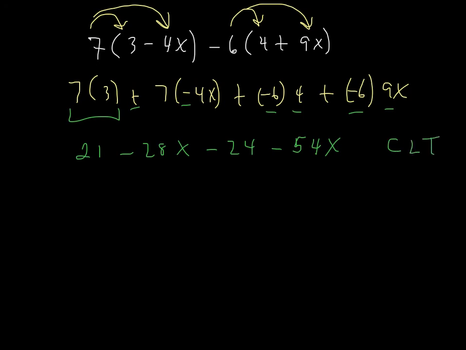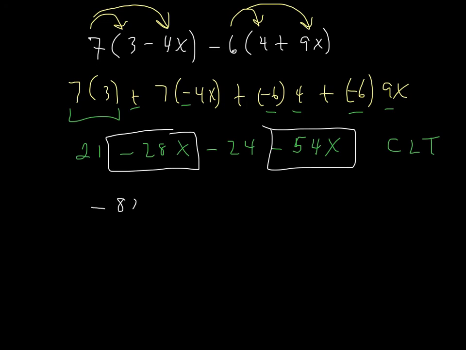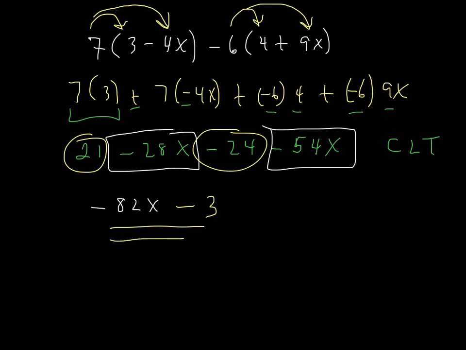Now let's combine like terms. Who are the like terms? Well, the negative 28x and a negative 54x add up to be a bigger negative. That's going to be negative 82x. And then my positive 21 and negative 24, the result of that is going to become a negative, because 24 is negative and it's larger than 21, and their difference is 3. Notice I wrote the variable expression first. It's not an absolute must, this negative 82x, but it's preferred. So that's our final answer.